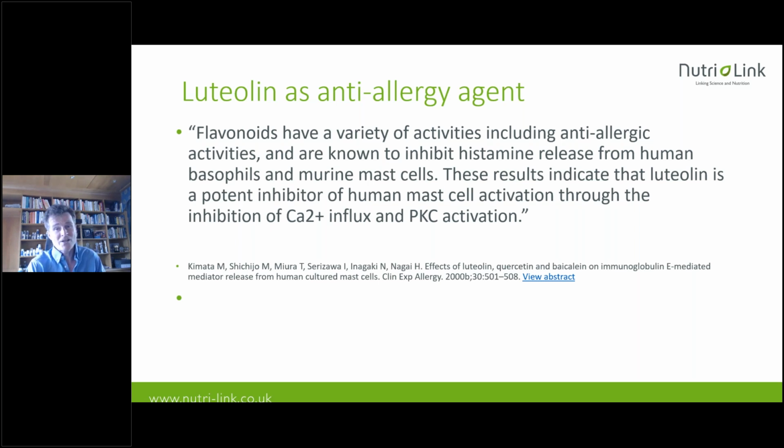So the results in this study show that luteolin is a potent inhibitor of mast cell activation through the inhibition of calcium influx and PKC activation. So we heard about the calcium influx, so it stops the calcium influx, which then signals what happens thereafter. So it's a potent inhibitor of mast cell activation. And there's something called mast cell activation syndrome, and that's where, again, luteolin and quercetin could be particularly useful.